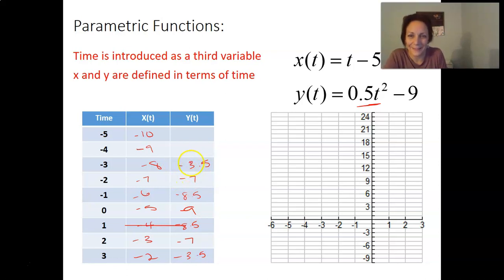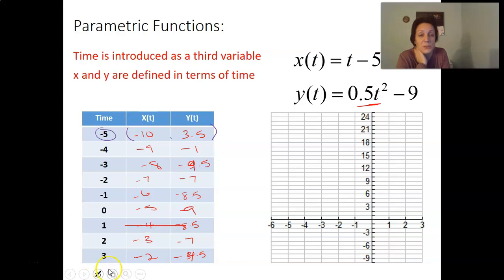Oh, that's 4.5. Okay, and then when I square 4, 16, 8, so you get negative 1, and when you square 5, 25, 12.5, you get 3.5. There we go. Okay, so again, once you have those values, at each time, I now have a coordinate. I can tell you where it is.